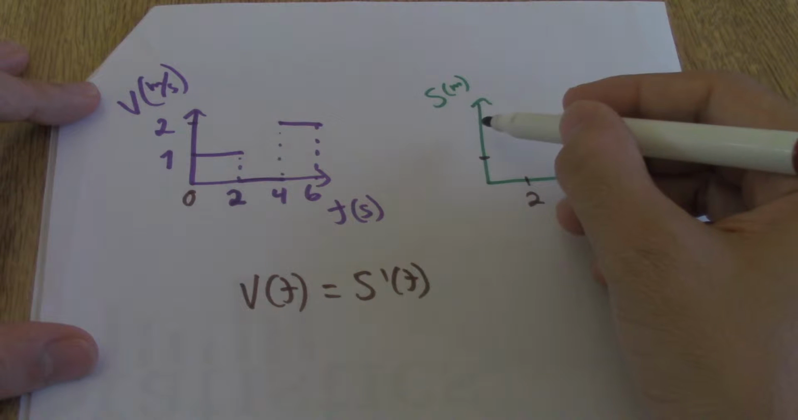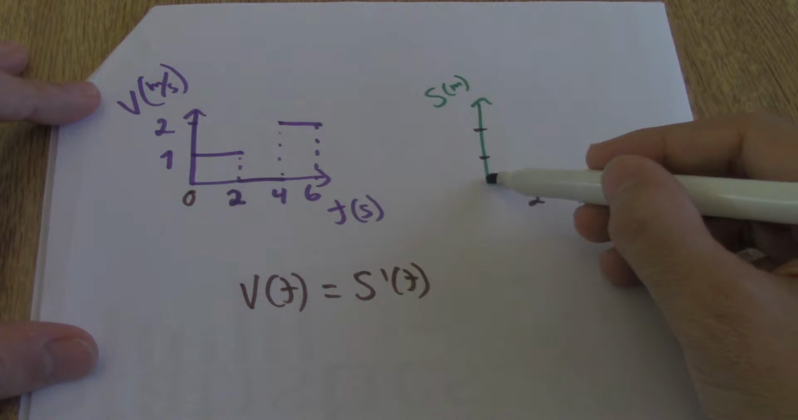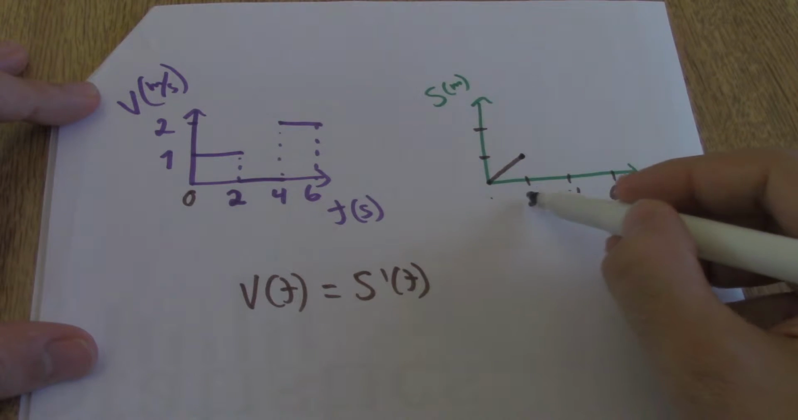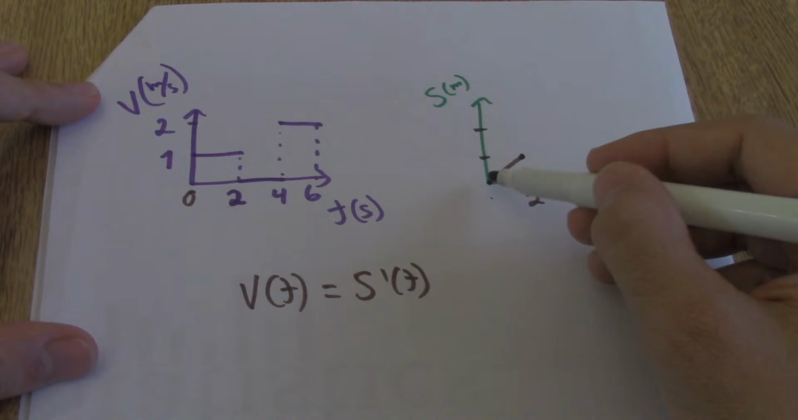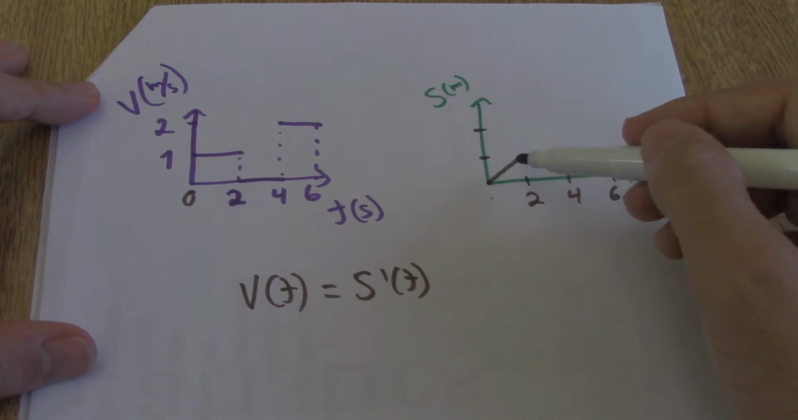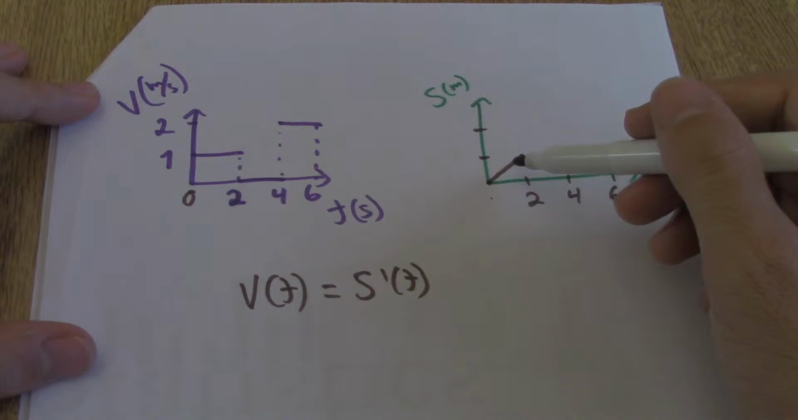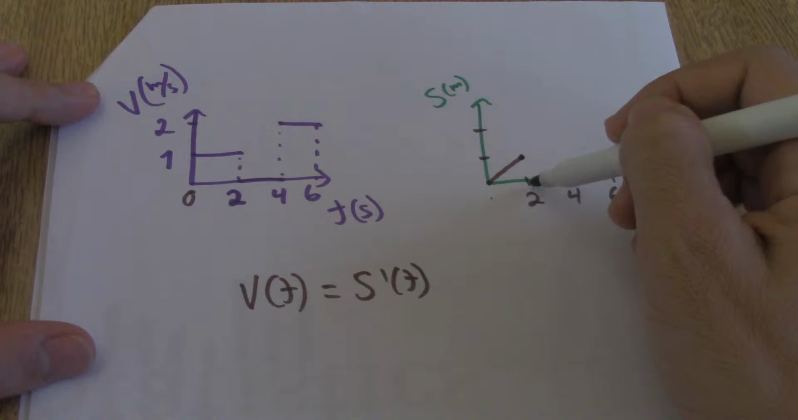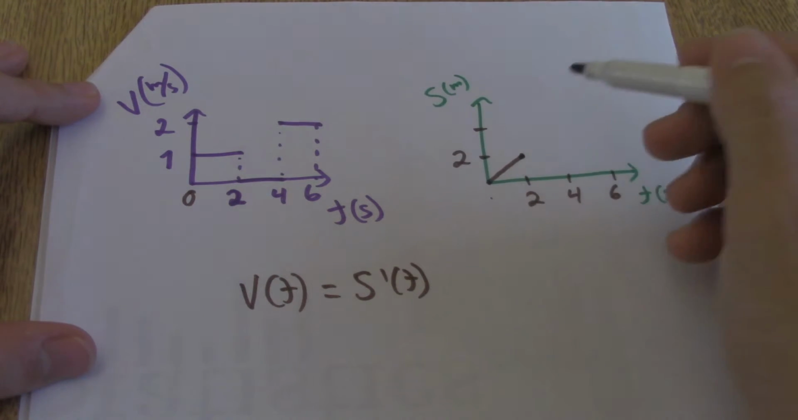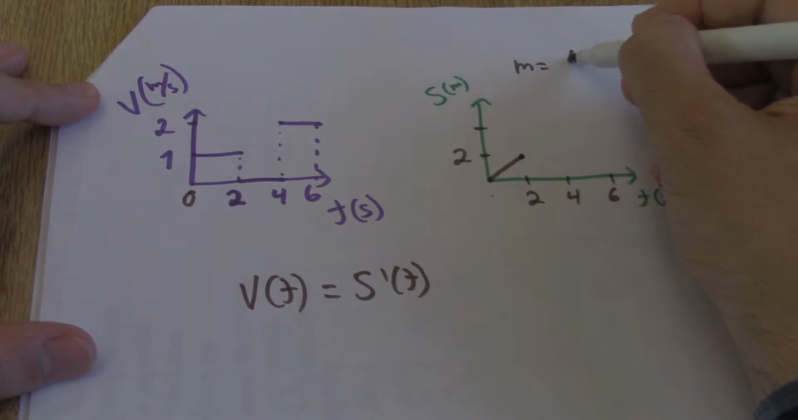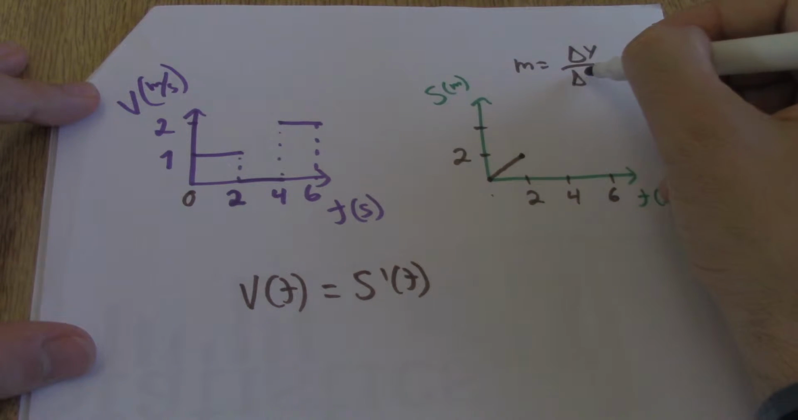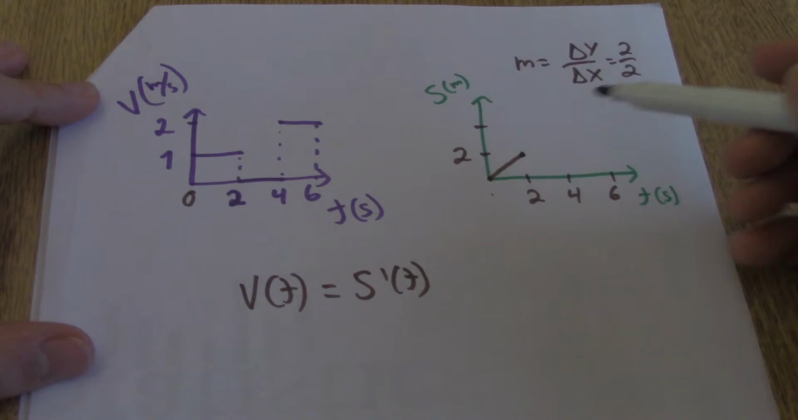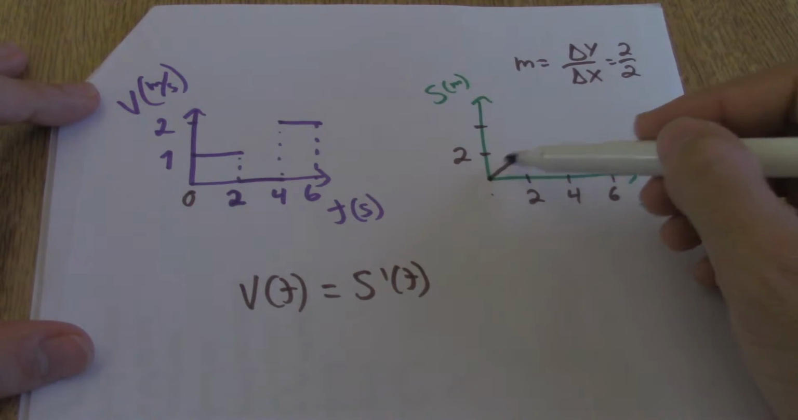So I go from 0 to 2. From 0 to 2, the velocity was 1. The 1 here in this graph will be the slope of the line. So if this is 2, this one has to be 2, because what is the slope? It is delta y divided by delta x, and that will be 2 over 2, that's 1. That will be the first part of the graph.